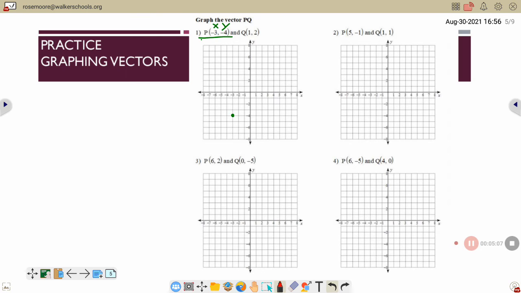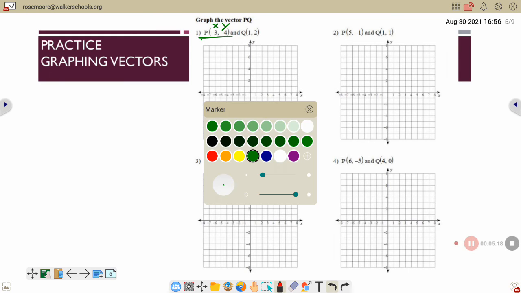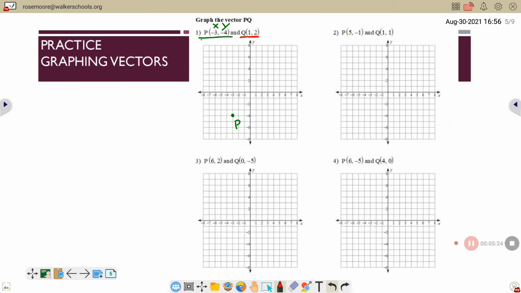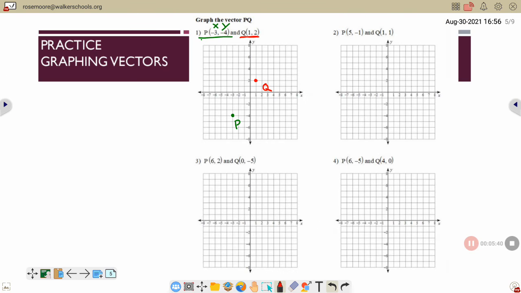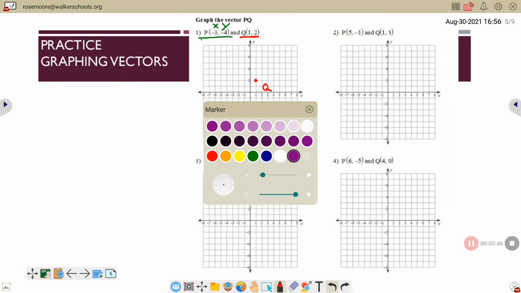So there is my point P. Please note I did a little green dot. Okay, so there's point P. And then point Q, okay, which I'm going to do in red, for begin and end. My Q is at 1, 2, so that means I will be going right 1 and up 2. Now this does not a vector make because that is just 2 points. If you recall on our previous slide, it said it's a directed line segment, starting at P and ending at Q. So our directed line segment will go from P to Q.